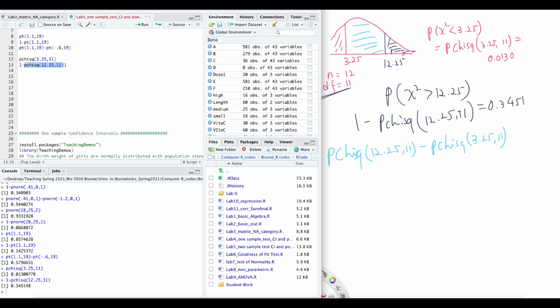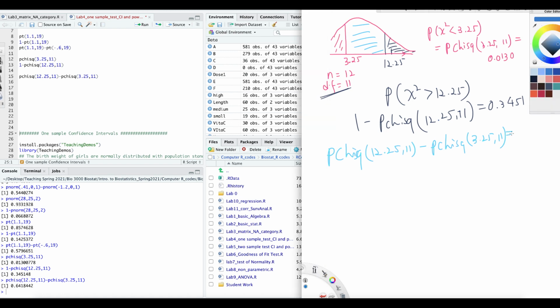Okay, so that is p chi-square of 12.25, and then minus, let me copy and paste, this one. Okay, guys, so this is 64.18%, or in other words, 0.6418. All right, this is how you find the area or the probability under a normal curve, t curve, and chi-square distribution.